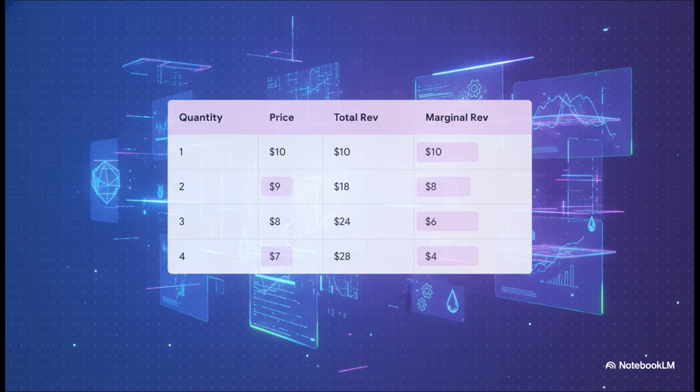Let's bring back our small-town water well to see how these numbers actually play out. To sell the very first gallon, say the price is $10. Your total revenue is $10. Simple. But to convince someone to buy a second gallon, you have to lower the price to $9. This means your total revenue becomes $18. So the marginal revenue, the extra cash brought in by that second gallon, is only $8. Do you see what's happening? The marginal revenue is actually less than the price of the good itself.